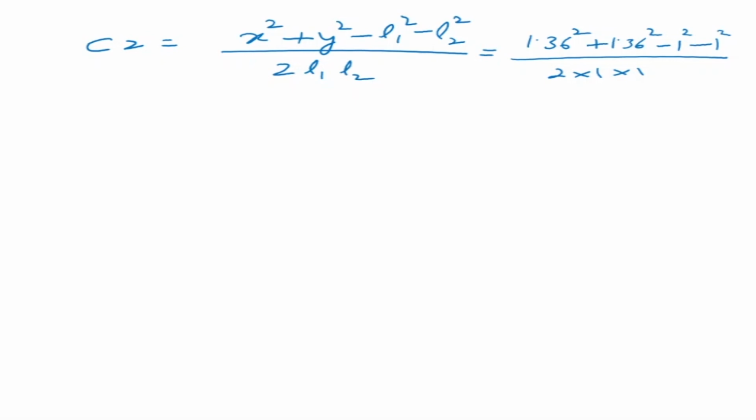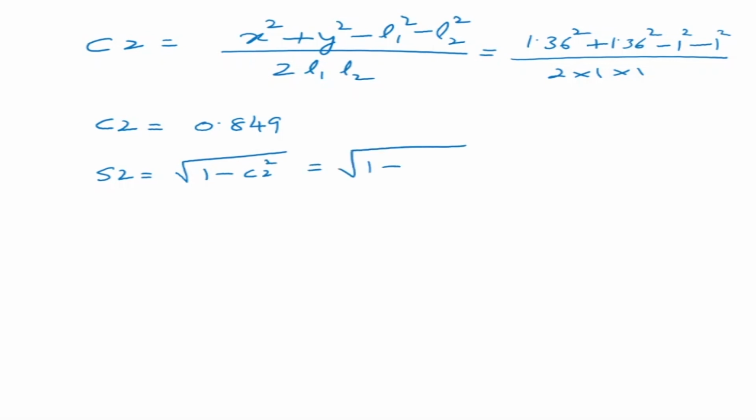When I simplify this, I get cos θ2 is equal to 0.849. Now, we are not supposed to find cos inverse from here, please remember. So, what do we have to do? We have to find sine, both the positive values of sine and cos. So sin θ2 is equal to root over 1 minus cos θ2 squared, which is root over 1 minus 0.849 squared, which is equal to 0.529.